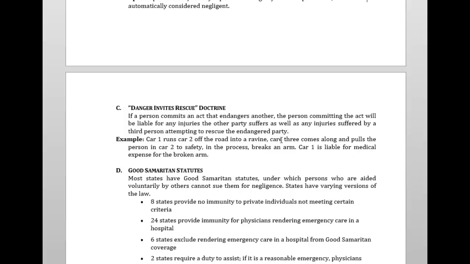Good example is car 1 runs into car 2, pushes him off the road into a ravine. Car 3 comes along and pulls the person out of car 2 to safety. In the process, they break their arm. Car 1 is liable for the medical expense for the broken arm. And that's the danger invites rescue doctrine.